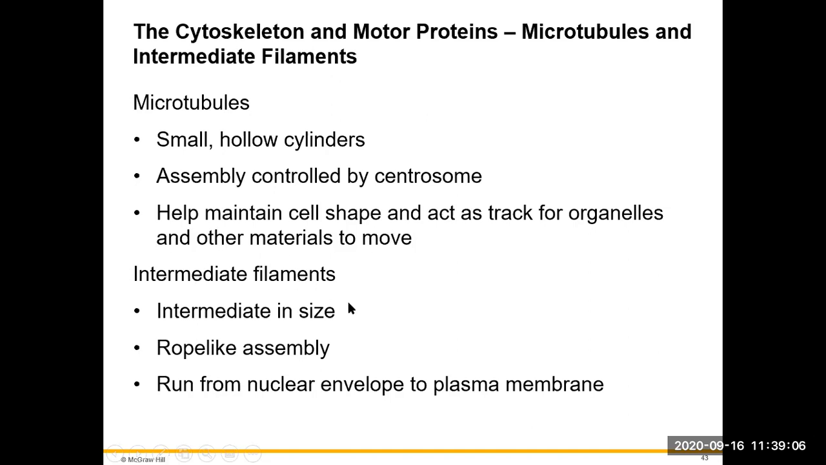And we have intermediate filaments that are intermediate in size, and they are a rope-like assembly, and they run from the nuclear envelope to the plasma membrane. Intermediate filaments, just remember, these filaments make up the collagen and elastin that are found in the extracellular matrix. So intermediate filaments, elastin, and collagen. Microtubules, they are small hollow cylinders. An example is cilia and flagella are microtubules.